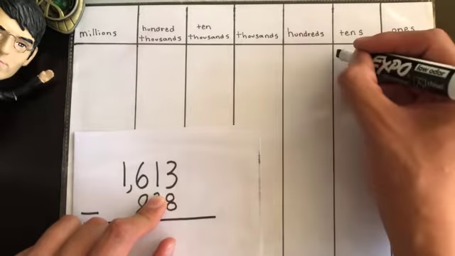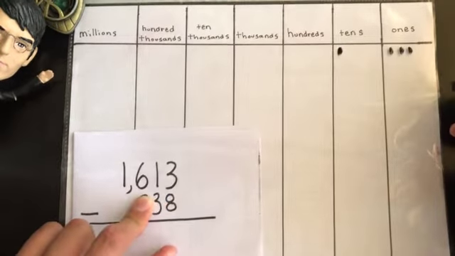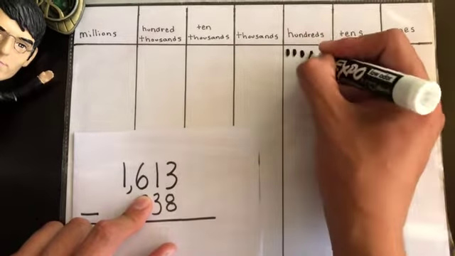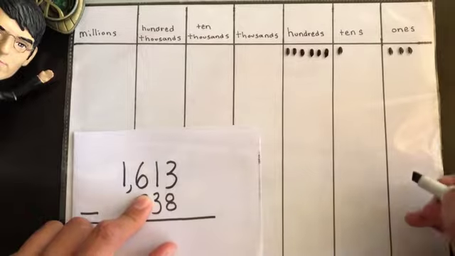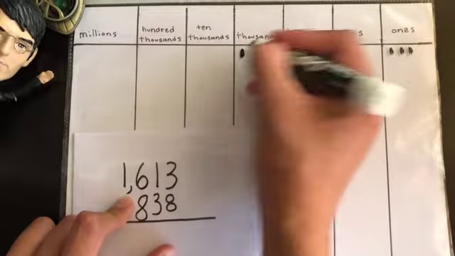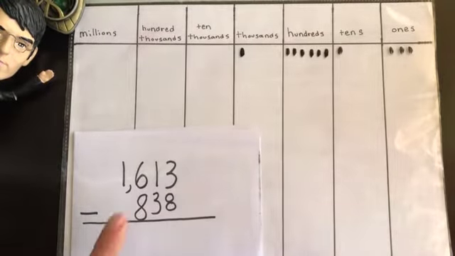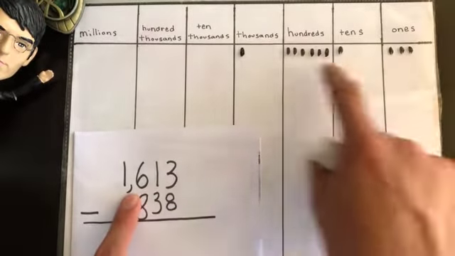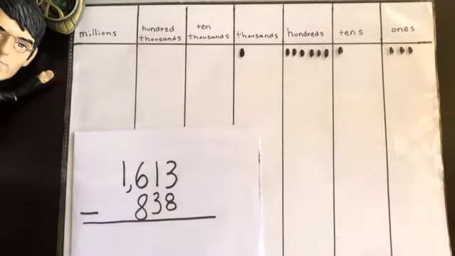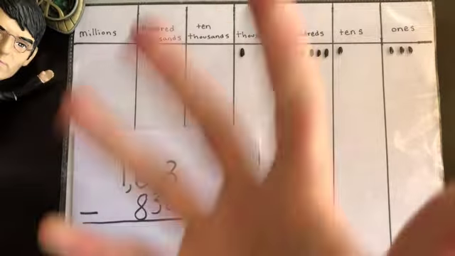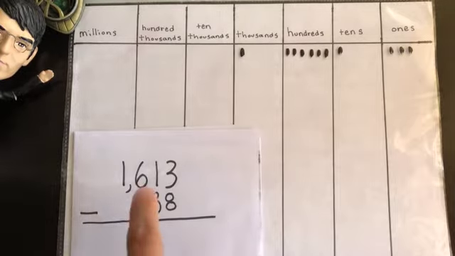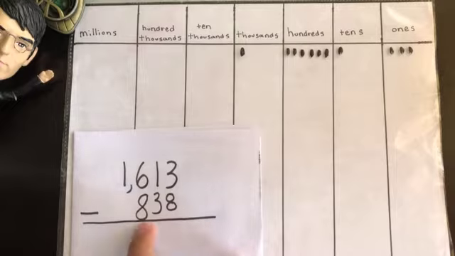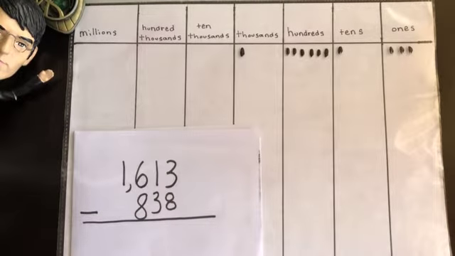I have 1 ten. I have 6 hundreds. 1, 2, 3, 4, 5, 6 hundreds. And I have my 1,000. So I have 1,000, 600, 10, and 3 ones. 1,613. Okay? I need to take away 838. 8 hundreds, 3 tens, 8 ones.